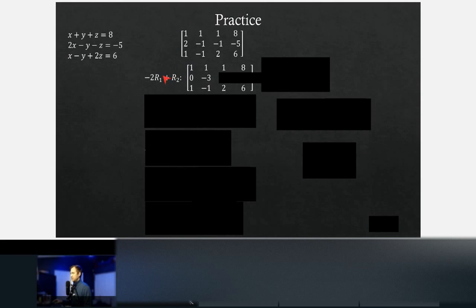And then go to the next one. -2 times 1 is -2. -2 plus -1 is also -3. And then the last one, -2 times 8 is -16. -16 plus -5 is -21. All right, how did you three do on this?